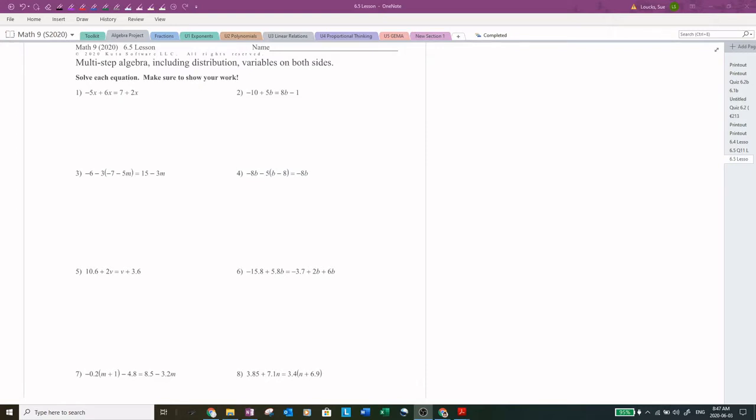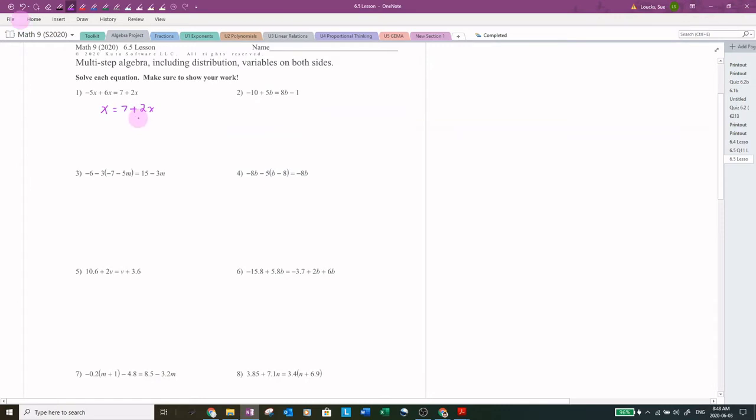So in the first question, the basic plan here is going to be: clean up the left side, clean up the right side. I can do those simultaneously and then see what I need to do to get my variable just on one side and everything else on the other side. Okay, so I have negative 5x plus 6x, that equals just 1x. And on the right side, I don't need to change anything because that's as simple as that side can get. So it's 7 plus 2x.